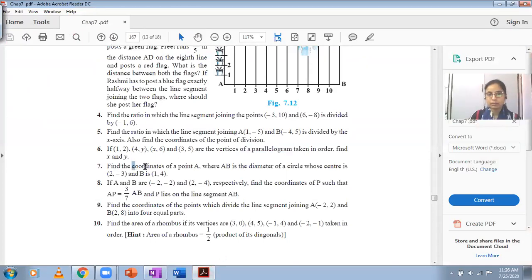Question number 7. Find the coordinates of A where AB is the diameter of a circle whose center is 2 comma minus 3 and B is this. So AB is the diameter. So if you look at the diameter of a circle, it passes through the center.